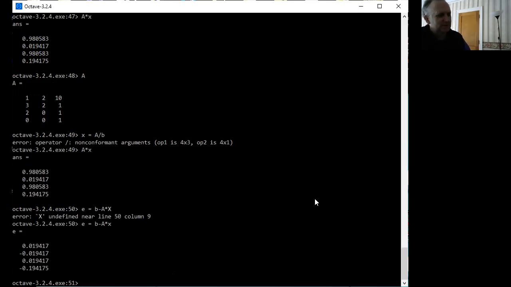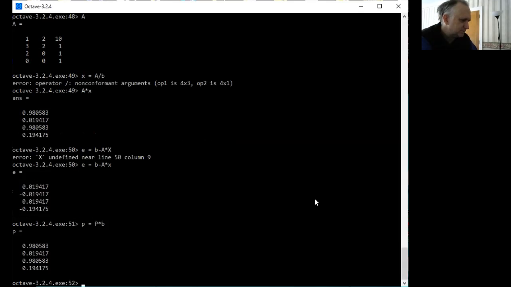Okay, now suppose we just do it by hand. We don't use the backslash to give us the least squares, but that's cool that you know now how to do that, and that I remember. So we first project B. Let's call it little p equals P times B, and that should be the projection. Yes, and there you have it. You can see A times X minus p should be basically 0.